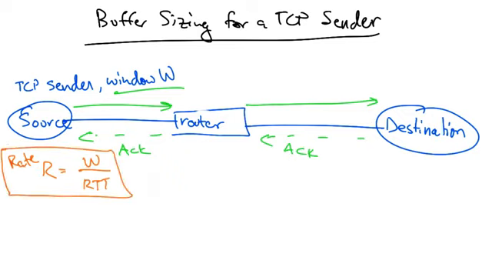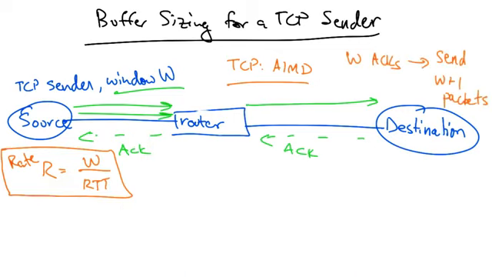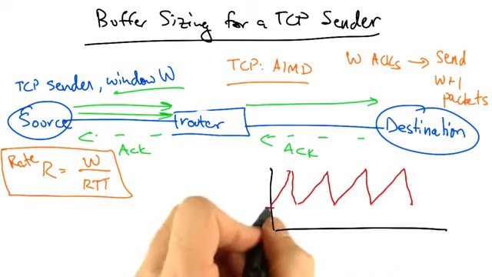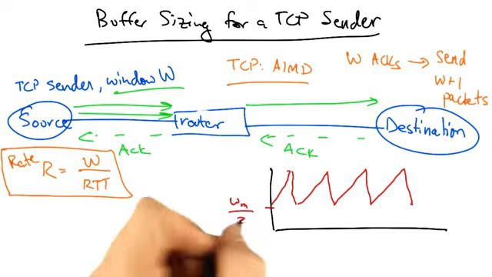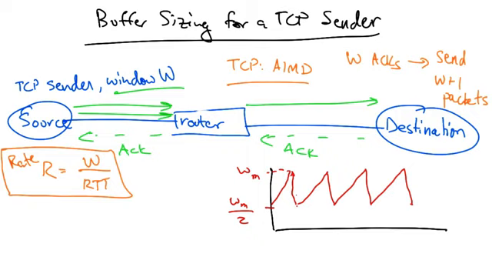Now remember that TCP uses additive increase, multiplicative decrease, or AIMD, congestion control. So for every W ACKs received, we send W plus 1 packets. And our TCP sawtooth will look something like this. We'll start at a rate W max over 2, increase the window to W max, and then when we see a drop, we will apply multiplicative decrease and reduce the sender's sending rate to W max over 2 again.